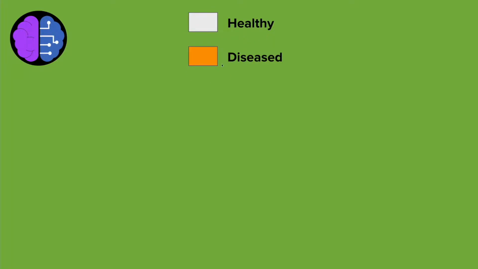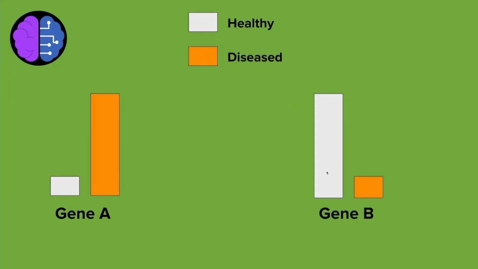Let's assume that white is healthy and this orange color is diseased. The neural network can see that gene A in a normal patient has a very low level of expression, but in a patient diagnosed with MS, that same gene A is very upregulated. Gene B, on the other hand, another data point in the neural network, is very upregulated in a normal patient, so its level of expression is very high. But in a patient with MS, this same gene seems to be downregulated quite a bit.